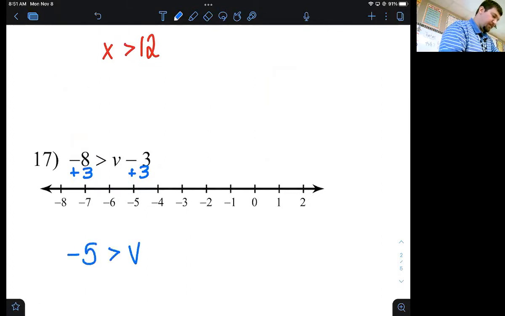Good job. Ella, do I use an open or closed circle around the -5? Is V bigger or smaller? So shade to the left. Good job.